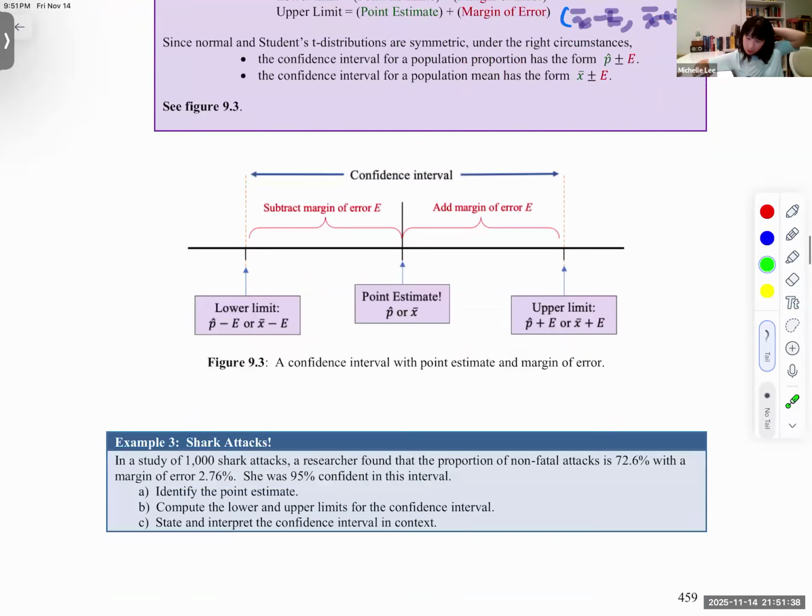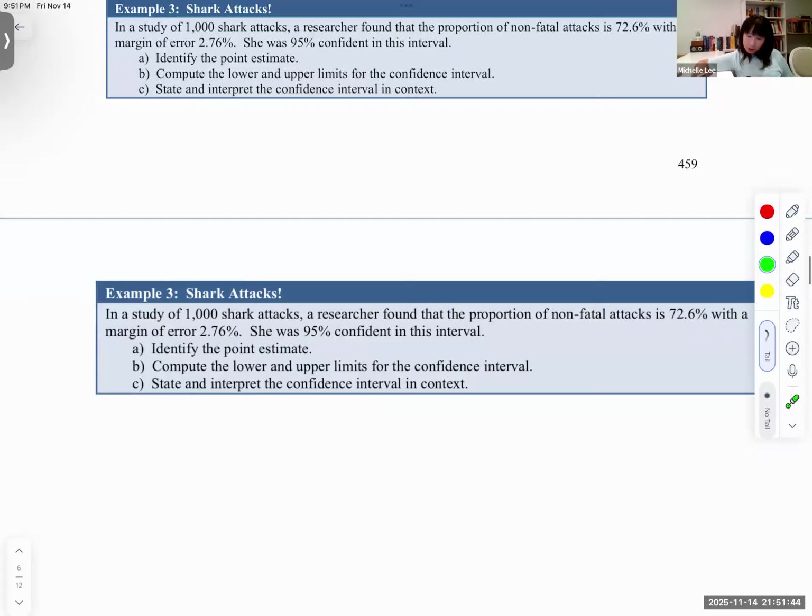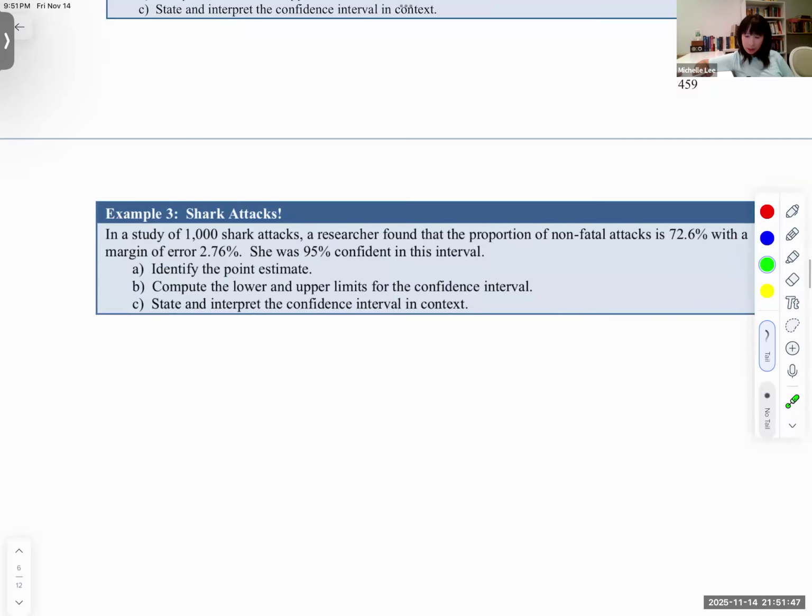Okay, now let us do this one. Example 3: in a study of 1,000 shark attacks, a researcher found that the proportion of non-fatal attacks is 72.6% with margin of error 2.76%. She was 95% confident in this interval. Identify the point estimate.